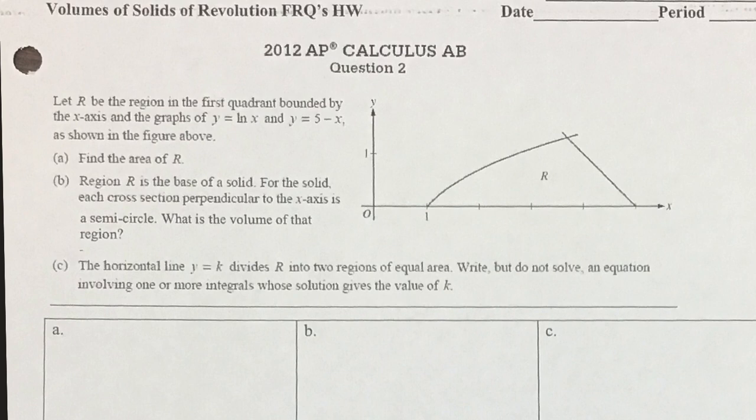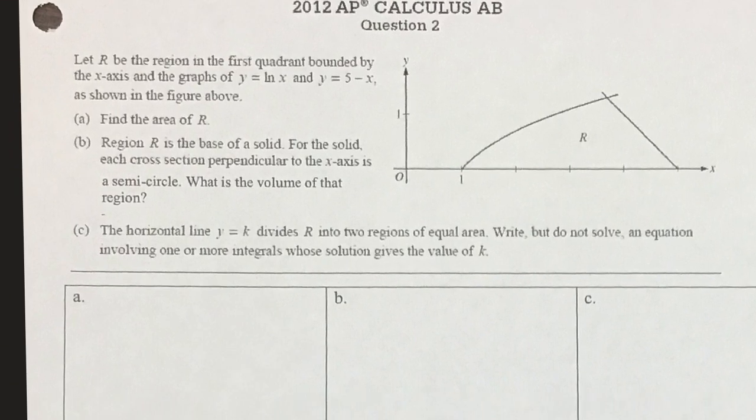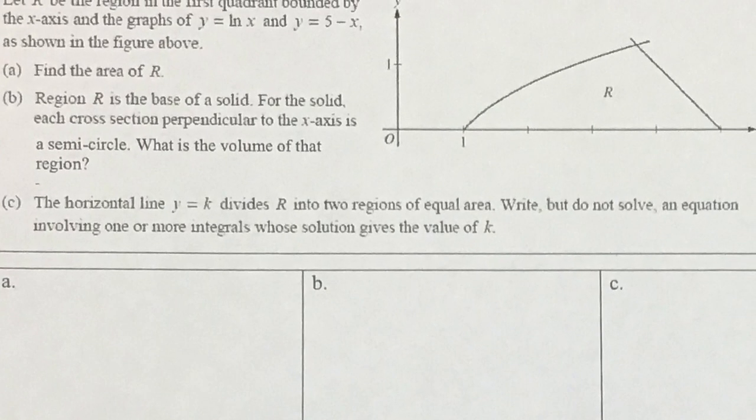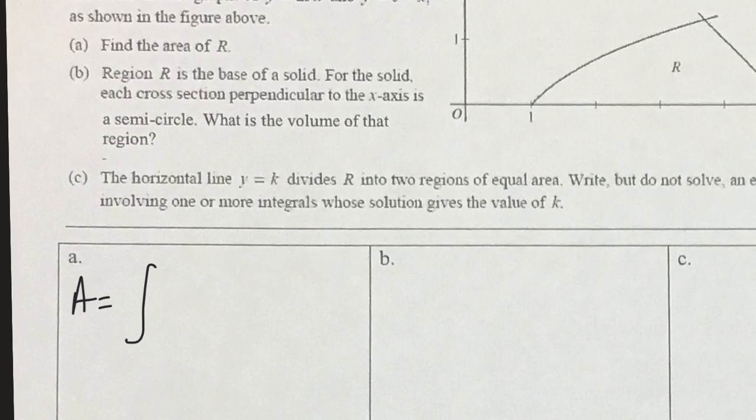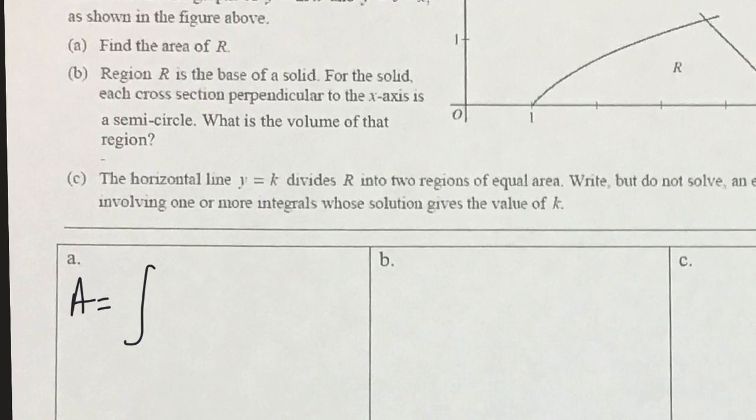Okay, number one: R is the region in the first quadrant bounded by the x-axis and natural log x and 5 minus x. Find the area of R. Hopefully you are well acquainted with finding the area of a region underneath the curve. This is area under the curve, which should tell you that we are taking an integral. An area under the curve is an integral. So we have to figure out what our limits of integration are.